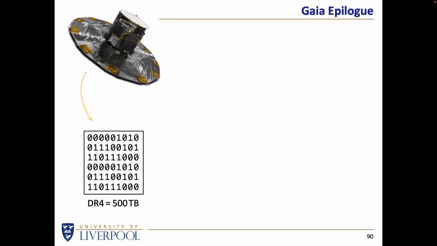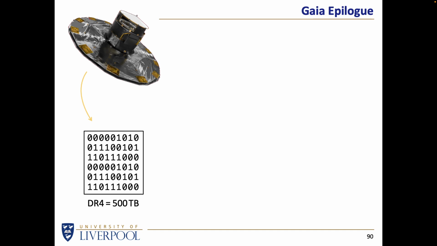The data that Gaia has produced, data release 4, is expected to be about 500 terabytes of data. What's going to happen to all of that data? Well, it's public. Basically, like most of these government agencies, once the data has been produced, it is then released to the public to do what you like with it.